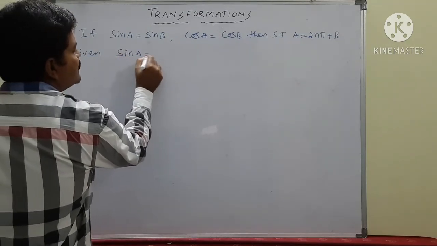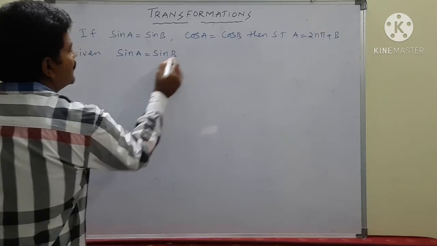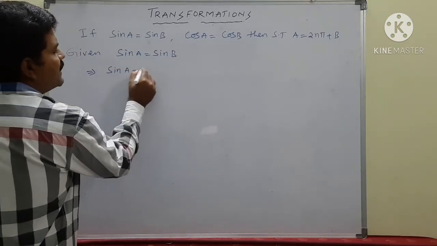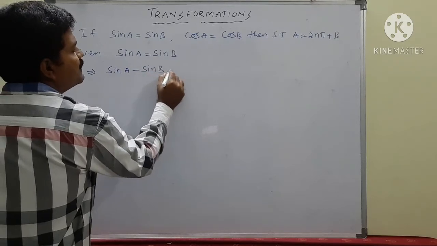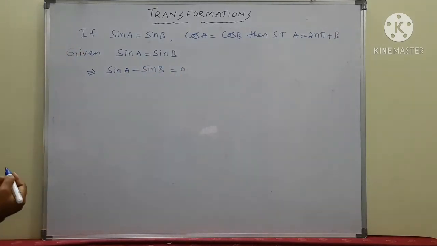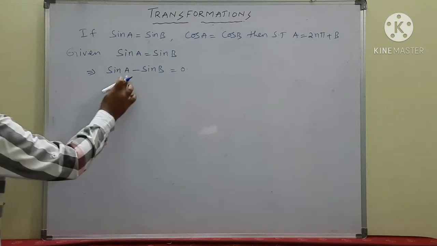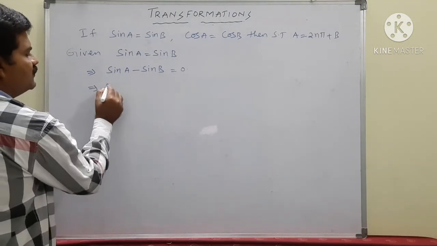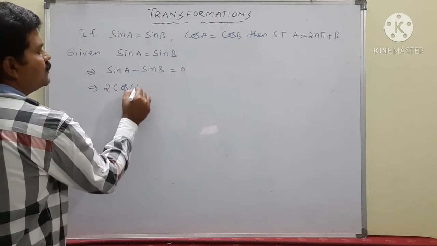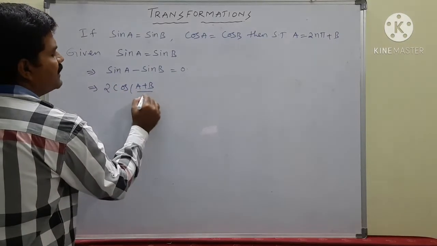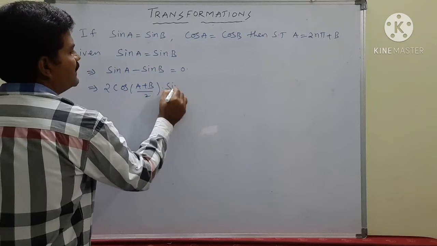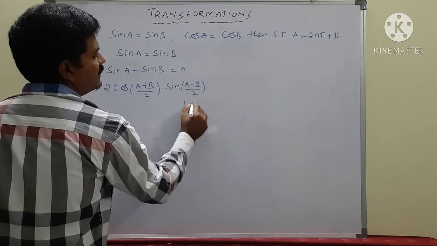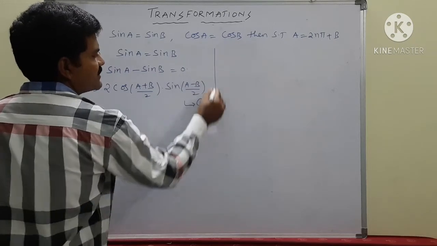So given that sin A is equal to sin B, if you bring this side, sin A minus sin B is equal to 0. So this is like sin C minus sin D. What is it? 2 cos (A plus B)/2 into sin (A minus B)/2. Let it be 1.